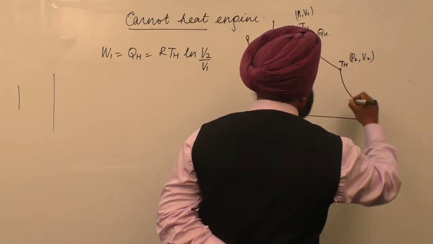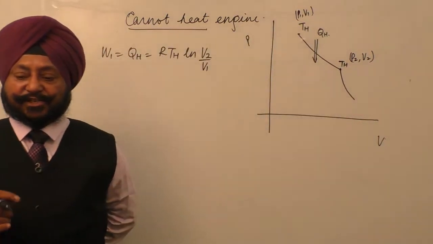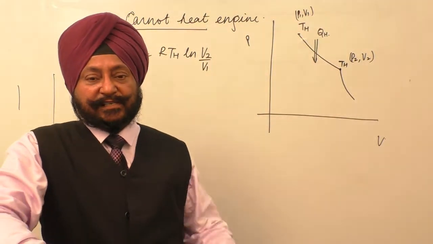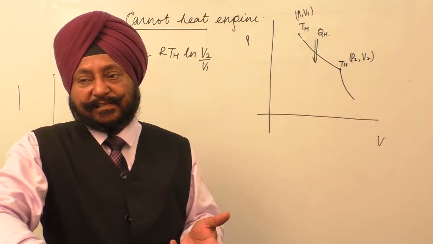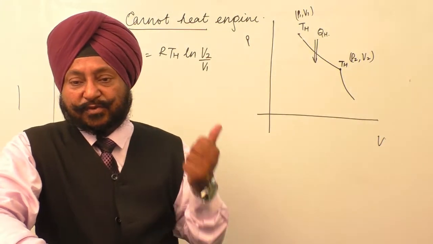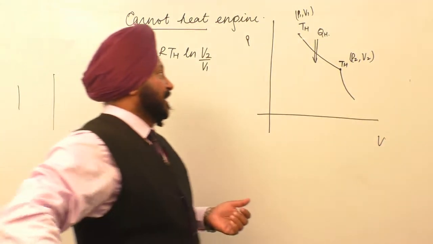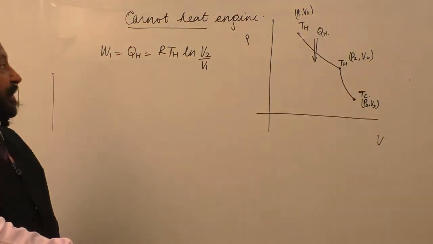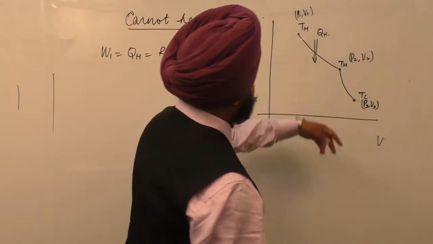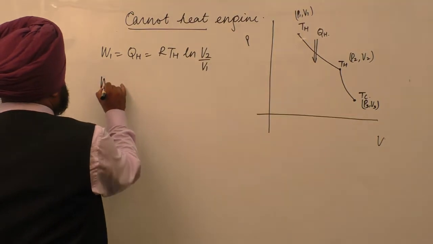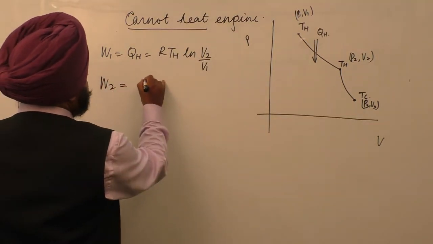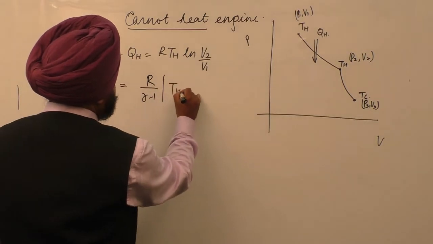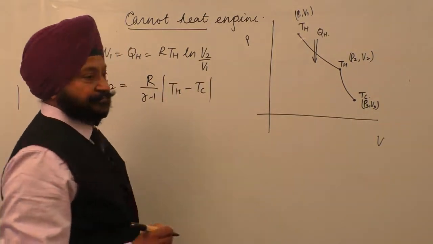After this, we take the piston cylinder arrangement and place it on the insulating stand. When you place it on the insulating stand, the heat which it already possesses will allow it to expand. So when it expands, there will be a decrease in temperature. Now during adiabatic expansion, there is a decrease in the value of heat, and the work done in this case is simply equal to R over gamma minus 1 into TH minus TC.